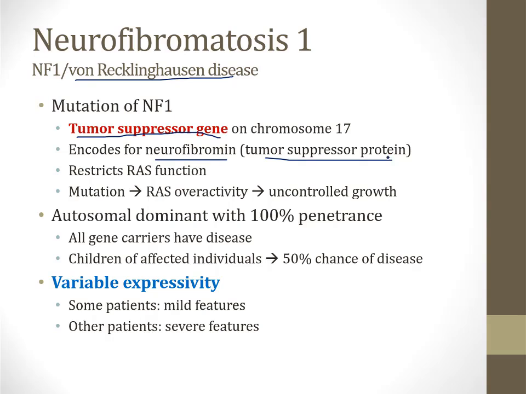The normal role of neurofibromin is to restrict a growth protein called RAS. So when there's a mutation and there's abnormal neurofibromin, this leads to RAS overactivity, and that can lead to uncontrolled cell growth. This disorder is autosomal dominant with 100% penetrance. That means all gene carriers have disease, and the children of an affected individual have a 50% chance of disease.